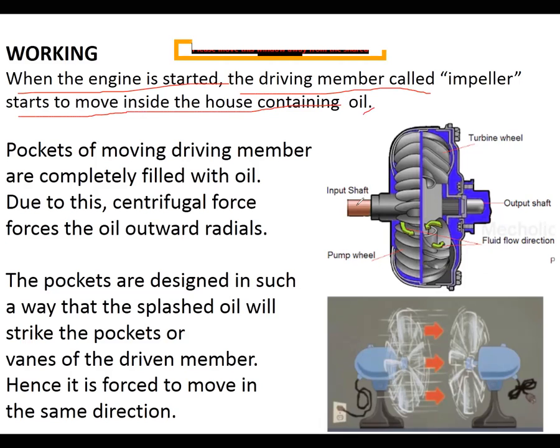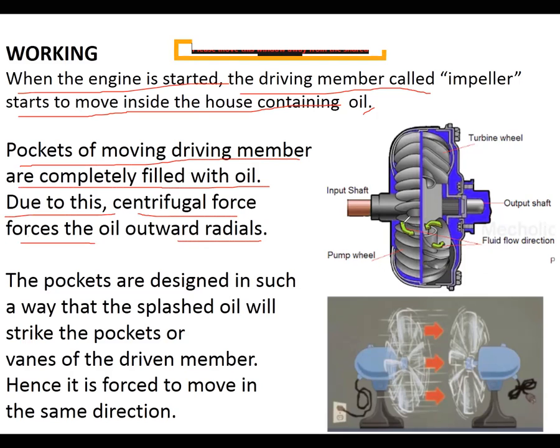Once the shaft is rotating, the fluid starts to move through the impellers and the oil reaches the turbine blades with high pressure, right? The fluid strikes the turbine blades with high pressure. The pockets of the moving driving member are completely filled with oil. Due to centrifugal force, the force of the oil is radially outward, right?